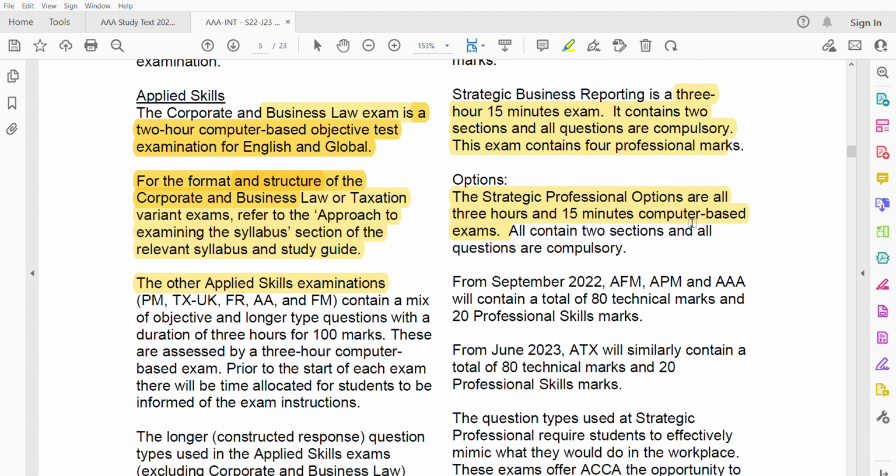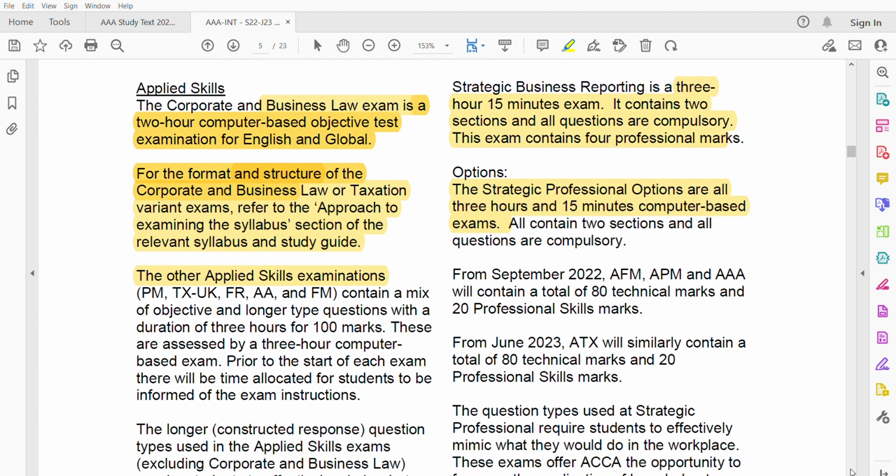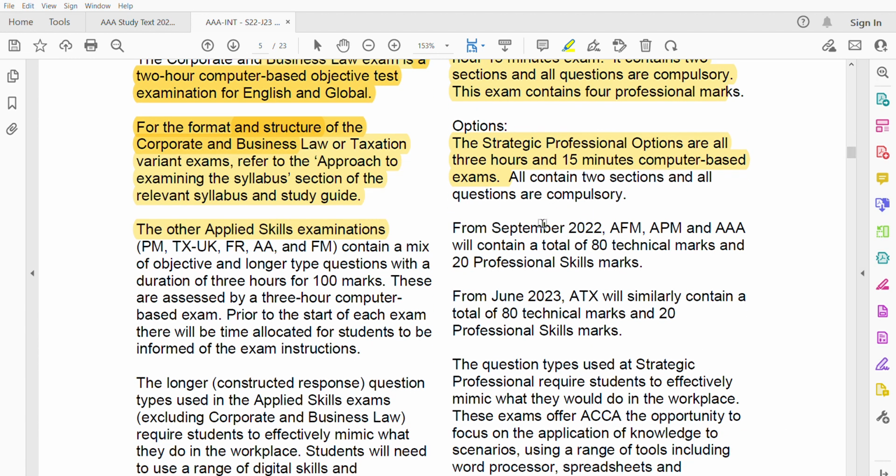One thing that has been changed from the previous sitting is that from September 2022, AFM, APM, and AAA will contain a total of 20 professional skill marks. Yes, 20. Earlier it was just 4. 20 professional skill marks was only for SBL. Now they are trying to bring this in other papers also, but not all the papers. Only 3 papers: AFM, APM, and AAA. For ATX, they will start it from June 2023.